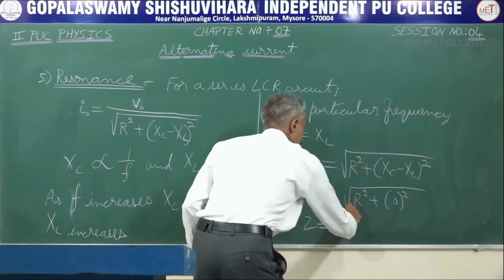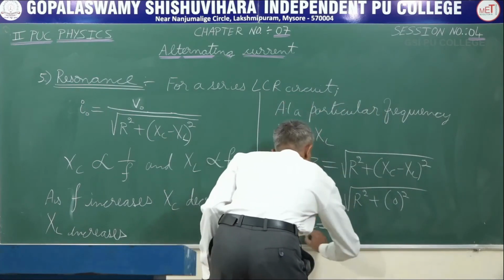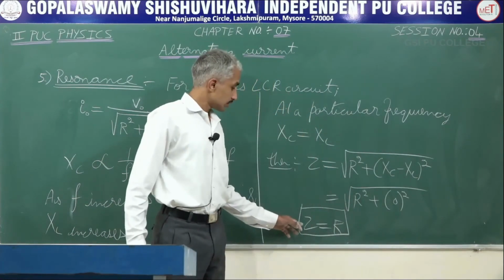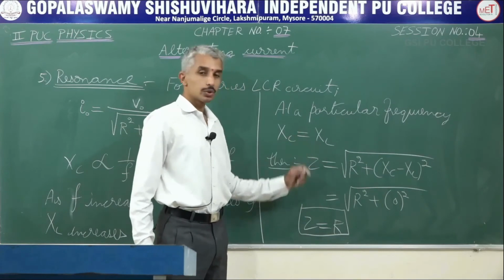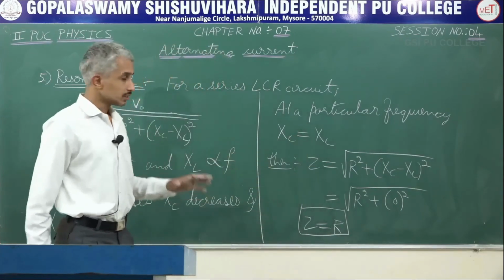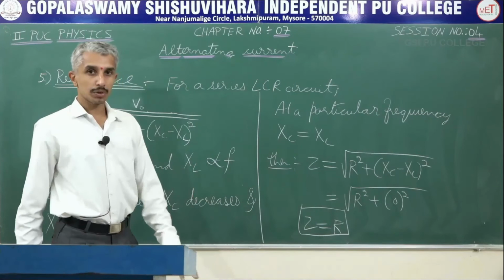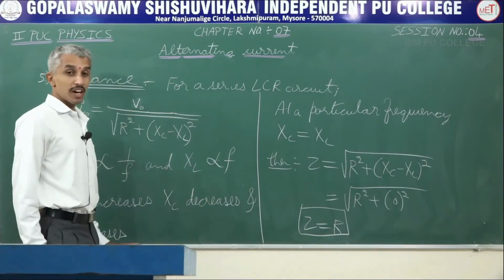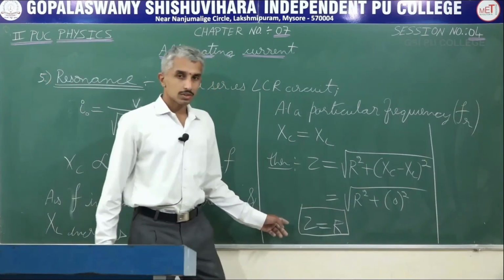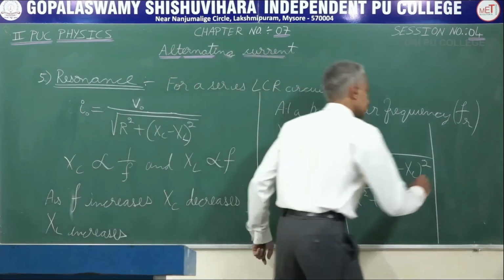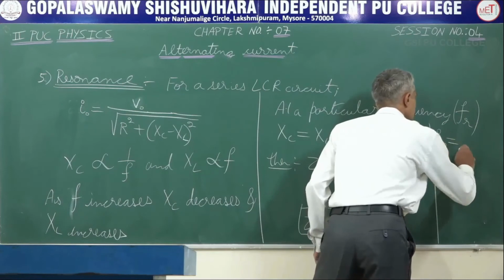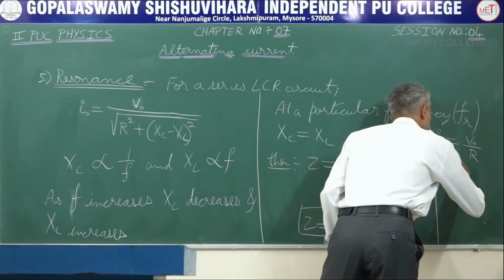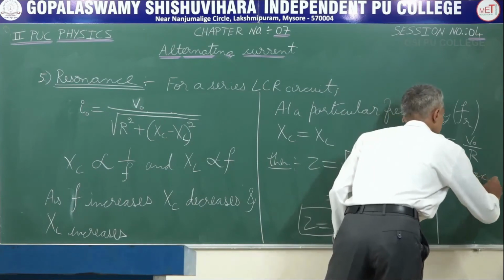So root of R square, you will get this as R, which means in this case when Xc is equal to XL, the impedance in the circuit will be minimum. Therefore, the current in the circuit will have the maximum value. Z is equal to R. Therefore, I naught will be equal to V naught by R. I naught has the maximum value.